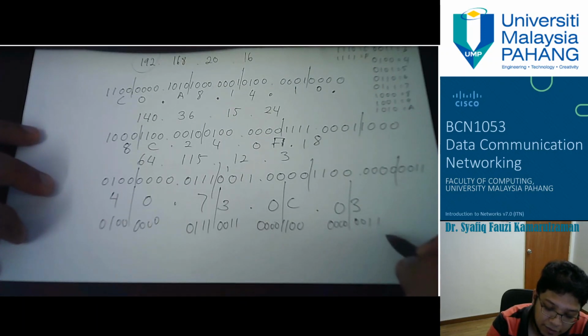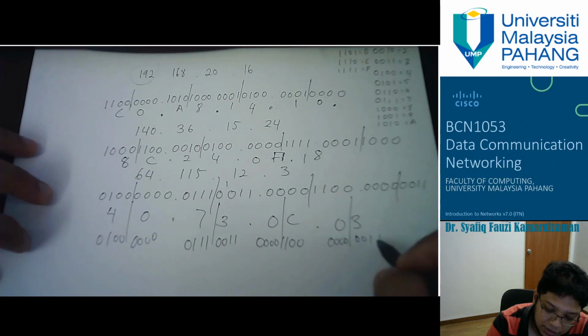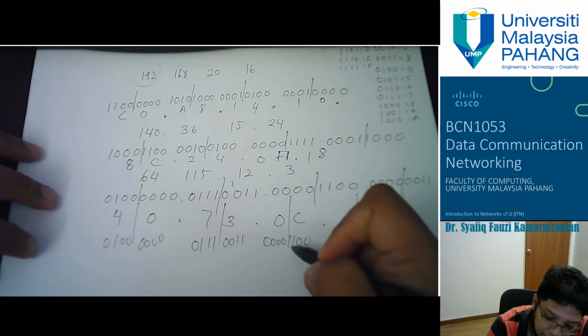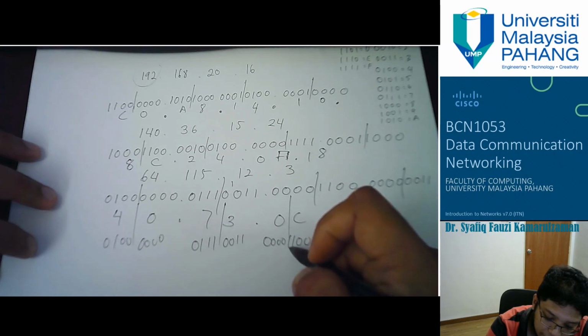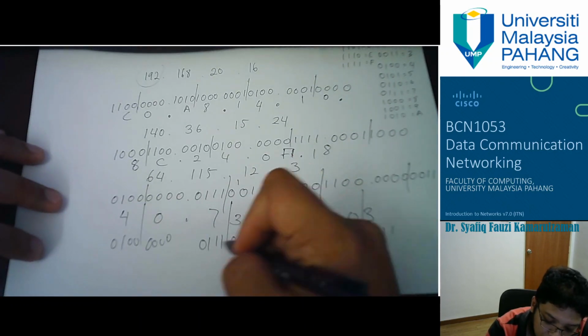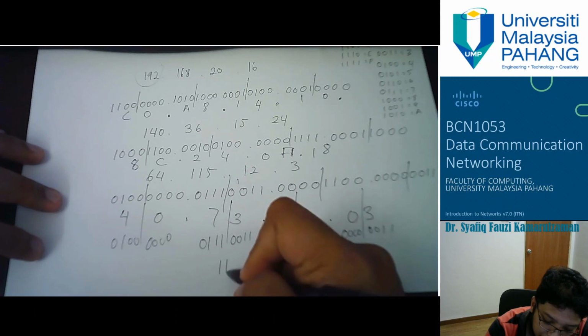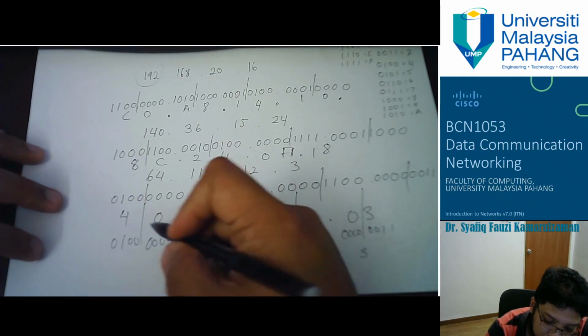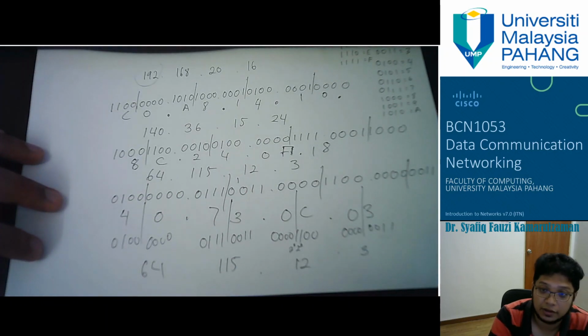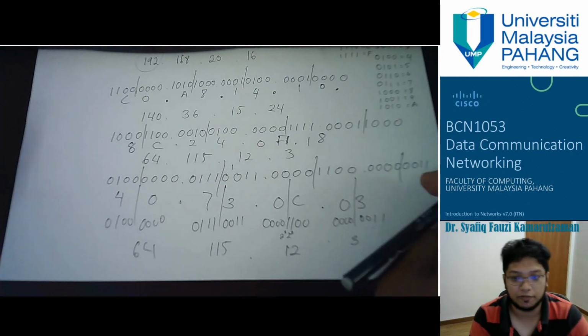You add every number according to the decimal number value. Here is 2 to the power of 0 and 2 to the power of 1, so it becomes 3. This one is 2 to the power of 2 and 2 to the power of 3, so it becomes 12. So here the total is 115, and here the total is 64. You got the decimal again. So it's not that difficult, you just need a lot of practice for it.